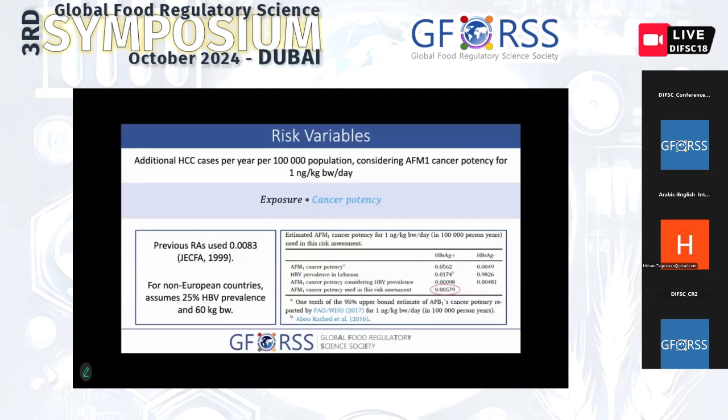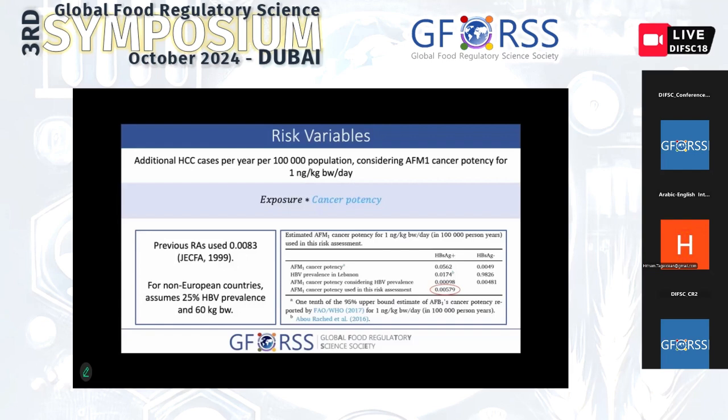So what we did was, instead of using this JECFA universal kind of non-European value, we used a more recent AFM1 cancer potency estimate than the one from JECFA that was from 1999. So we used one from FAO WHO 2017, which is based on AFB1's potency. And we adjusted it considering the prevalence of hepatitis B virus in Lebanon. And this results in a smaller value than the one used in previous risk assessments. You see, we used a value of 0.00579.